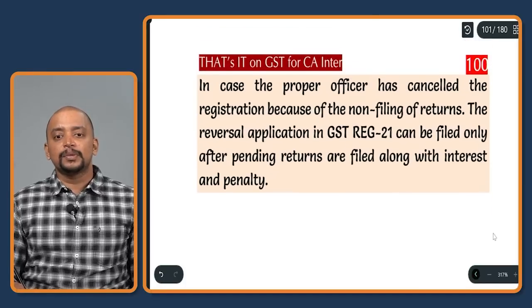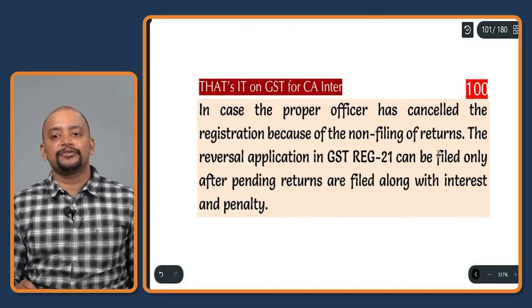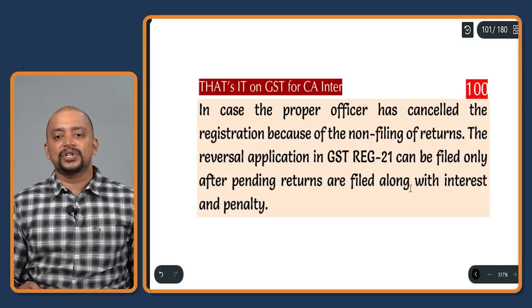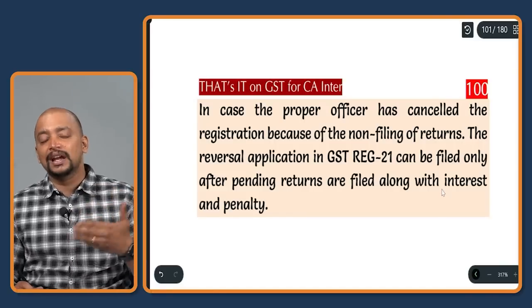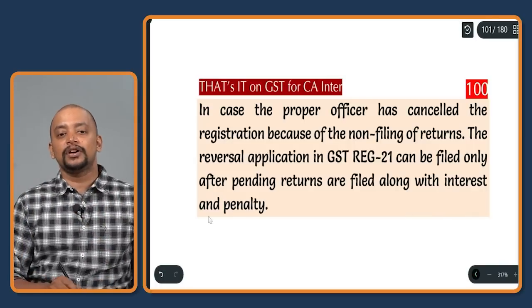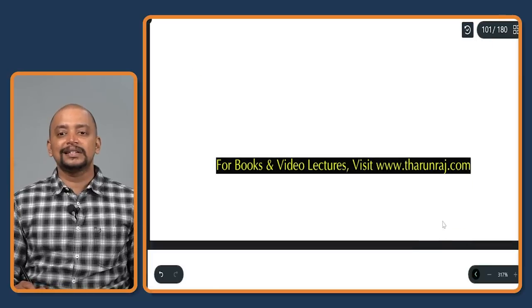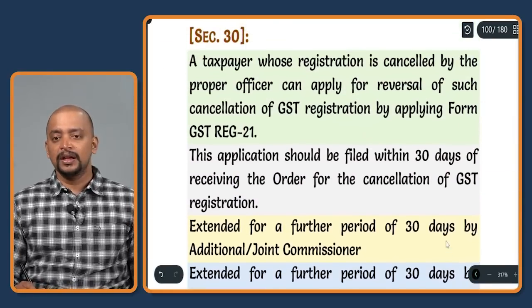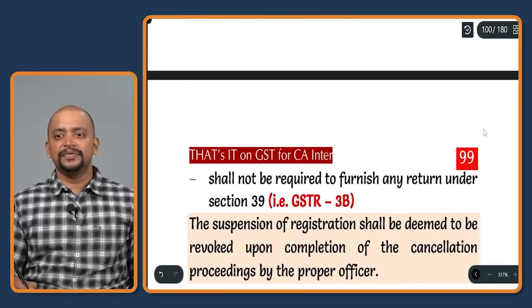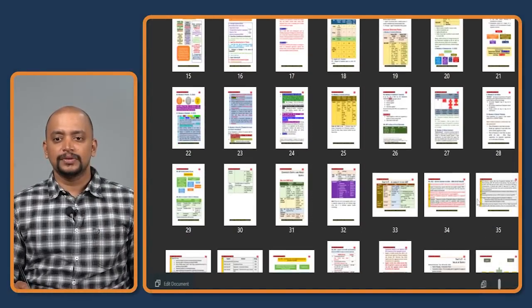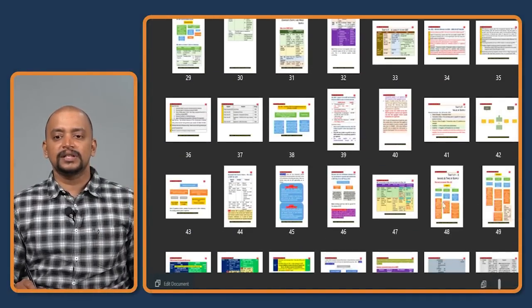And suppose if the proper officer has cancelled the registration because of non-filing of returns, then the revocation application in REG 21 can be filed only after pending returns have been filed. That is, before making application for revocation, ensure that all the pending returns are filed. Then only you can make application for revocation of cancellation. That's it. So with this, we have completed registration also. Then I think only invoice, tax invoice is there. So you can see that tax invoice is a small topic only.